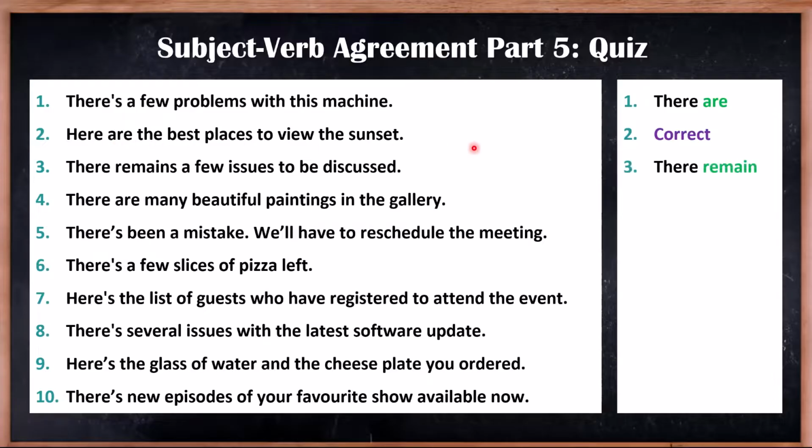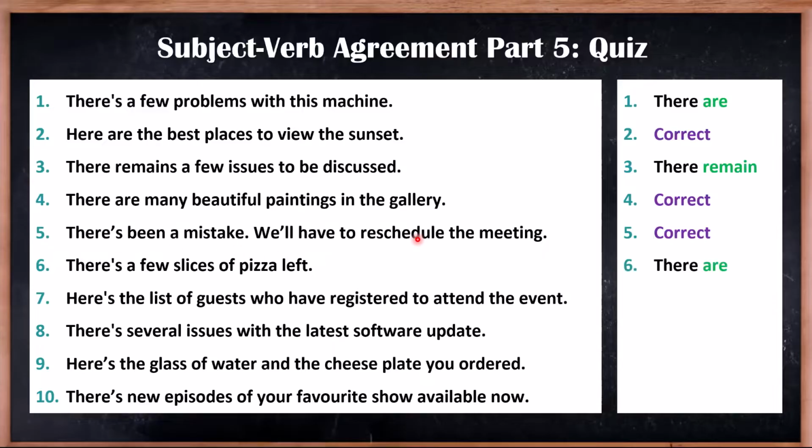Number 3 is incorrect. It should be there remain. And that's because the subject is issues, which is plural. So we need a plural verb, remain, not remains. Number 4 is correct. Number 5 is also correct. There has been a mistake. A mistake is singular, so we need a singular verb, has, not have.